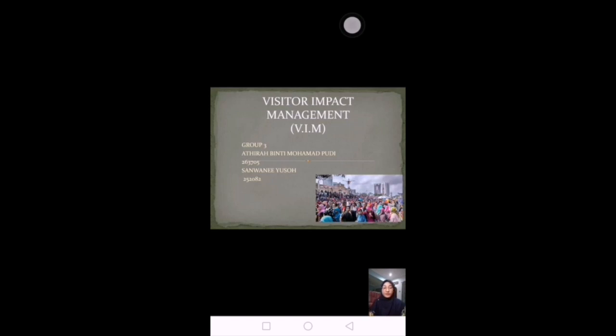Today, me and my friends want to explain to you guys what is Visitor Impact Management, VIM. First, we have to know about the learning outcomes. First, we have to organize and understand the need and utility of visitor use planning and management. Second, understand the importance of monitoring visitors' impact.